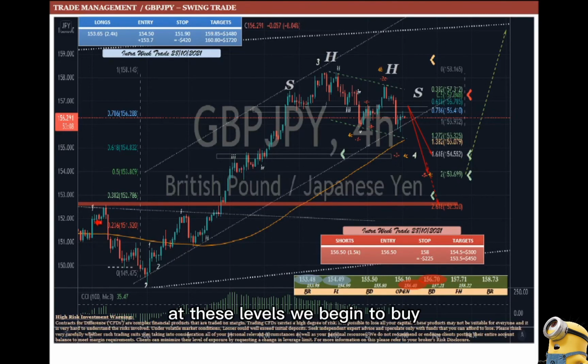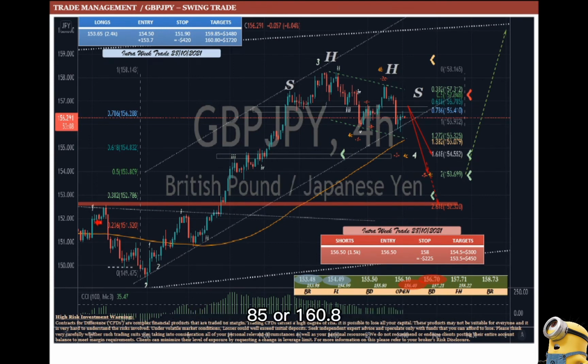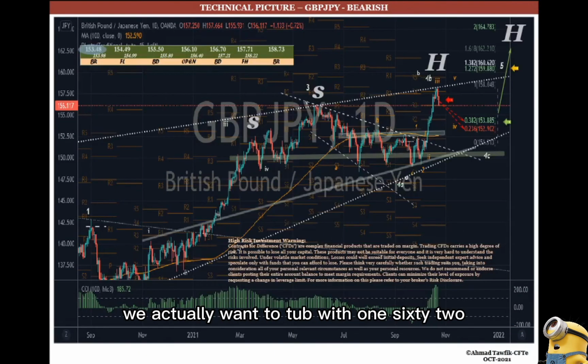At these levels, we begin to compile a long at 154.5 and 153.7. We'll be averaging 153.65. We're buying 2.4 minutes. We have a stop at 151.9. 151.9 is right below level 1 here. You have a 1, 2, all of this is a 3. We're doing that 4 now, in which we're buying. So level 1 here is 151.9. Okay, and of course we're going to be targeting not only 159.85 or 160.8. We actually want to target 162 and 163. You have here 162 and maybe 163.